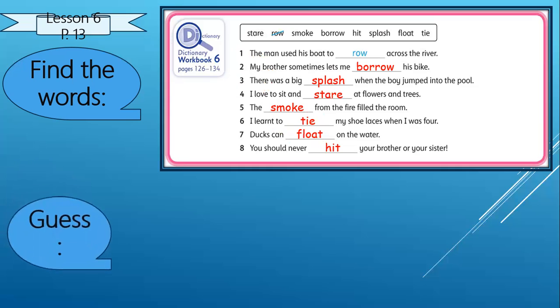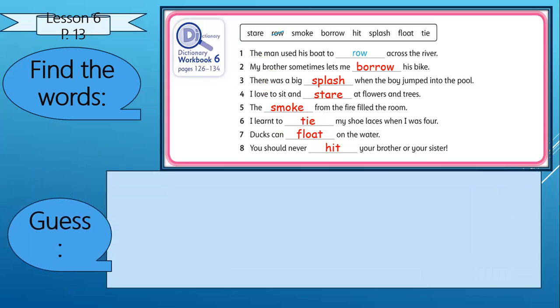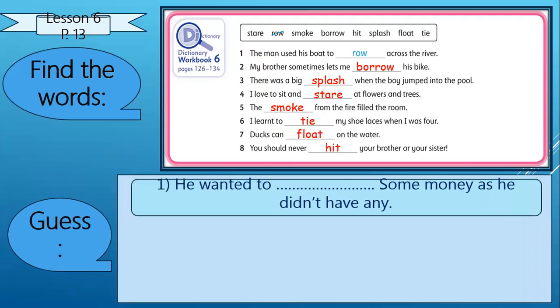Okay, let's move on to the last exercise. We have 3 sentences. We want to fill in the gaps with the correct words. Number 1, he wanted to what some money as he didn't have any? When I don't have any money, so what should I do? He wanted to, very good, borrow some money as he didn't have any.